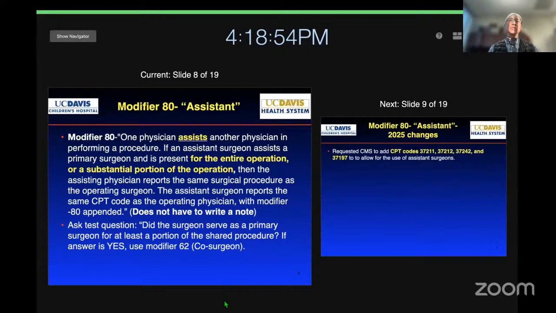A test question for this, whether you qualify or not, is: did that surgeon serve as a primary surgeon for at least a portion of the shared procedure? If the answer is yes, if you did the primary part, then you actually should go into the co-surgeon 62 modifier and not the assist. So that's really the question you ask to say, do you qualify for the assist or the co-surgeon?